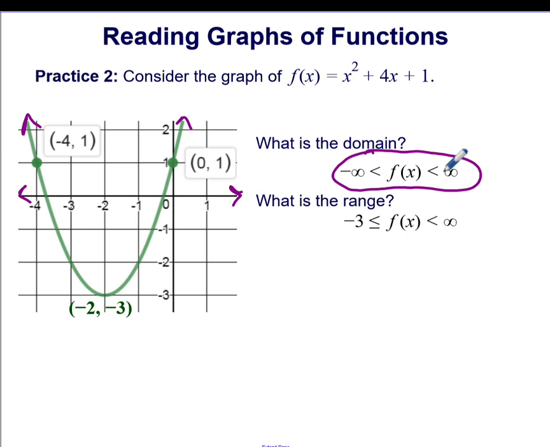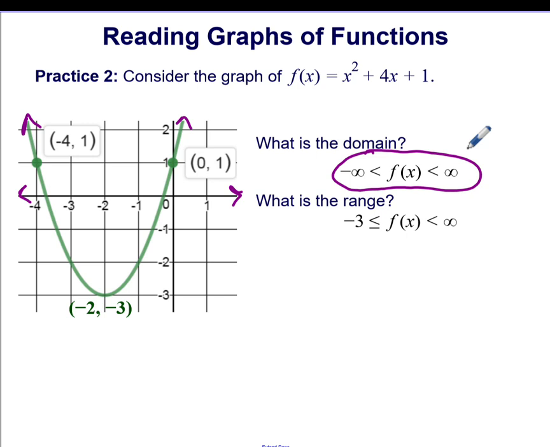Also, algebraically, if we think about restrictions on the domain, there are no restrictions for this function. You don't have to worry about a zero in the denominator. You don't have to worry about a negative under the radical. So because there's no restrictions on this function, there's no restrictions on the domain. So the domain will go from negative infinity to positive infinity.